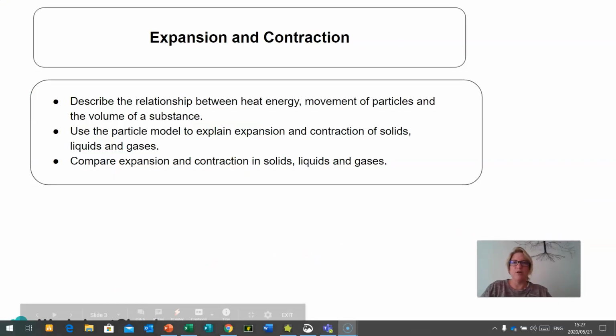So today we're going to have a look at the expansion and contraction of liquids. You should be able to describe the relationship between heat energy, the movement of particles, and the volume of a substance. You must also use the particle model to explain expansion and contraction of liquids, and compare the expansion and contraction of liquids, solids, and gases. In our previous lesson, we covered solids, and we're going to have a look at liquids today. After this lesson, if you need to recap on some of your knowledge, please do.